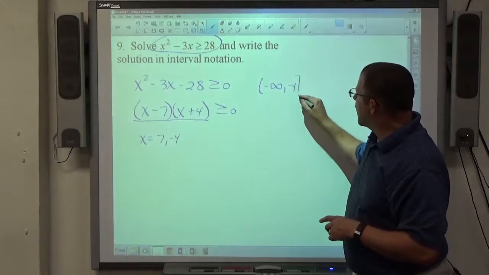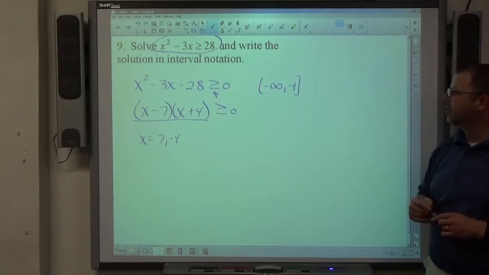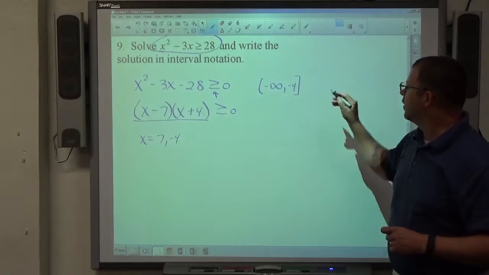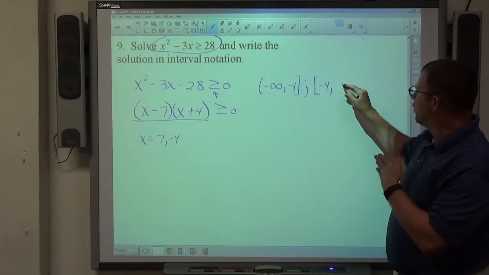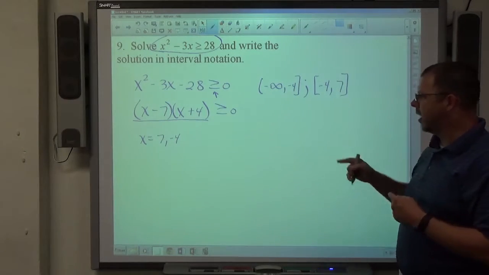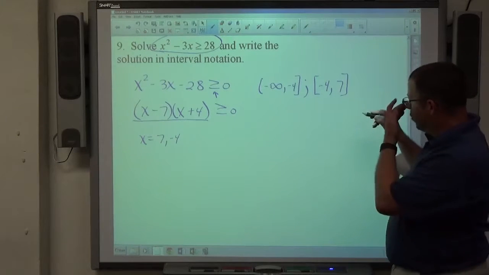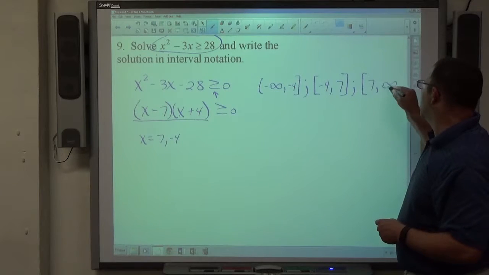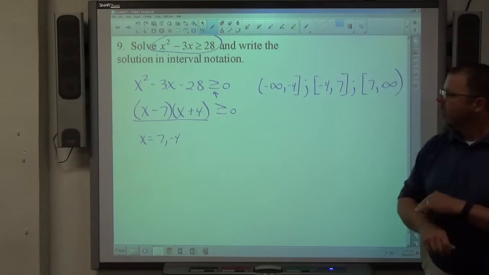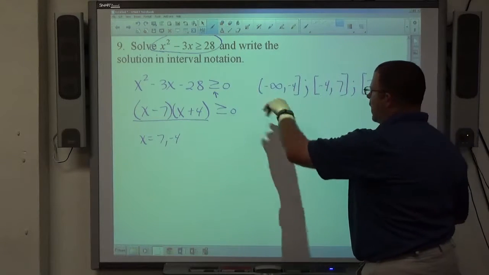And I'm going to put a bracket at negative 4 because of the equals to. If it was just greater than, I would put a parentheses. I always put a parentheses at the infinities. The next bracket at negative 4 goes to 7, also bracketed, because again, equals 0 at 7. 7's an answer, so we want to include that answer in our solution. And then finally, I'm going to go from 7 bracketed to infinity parentheses to show again that there's no definite ending point, but it goes forever to the right. This goes forever to the left.